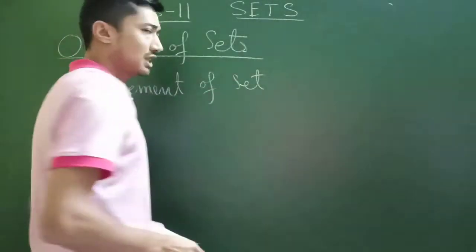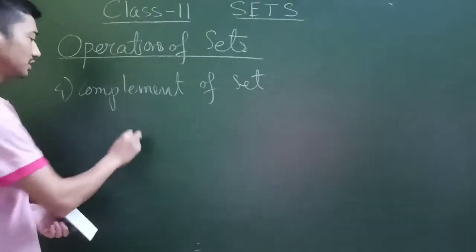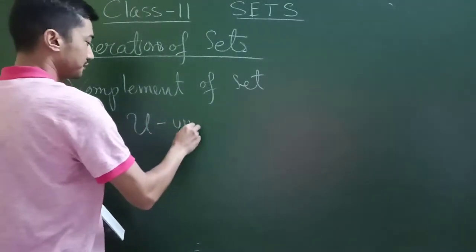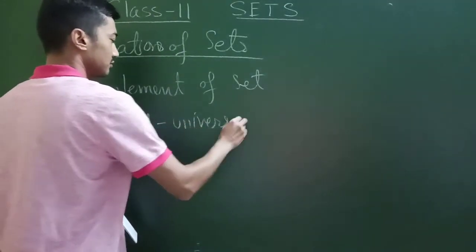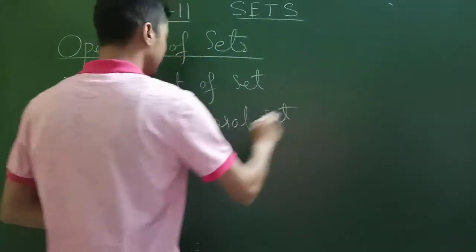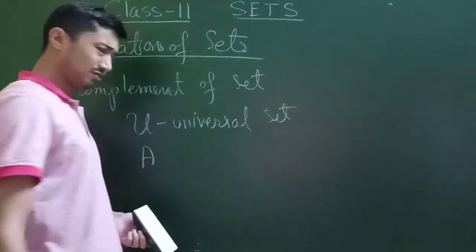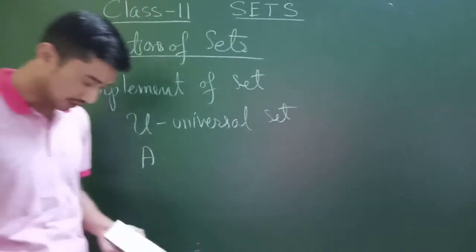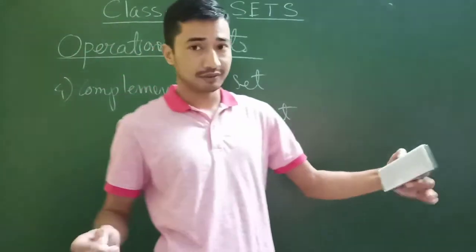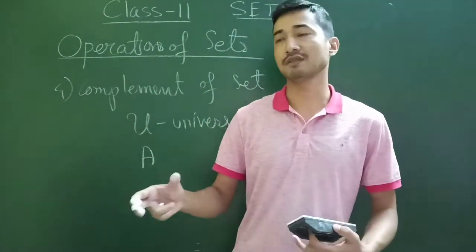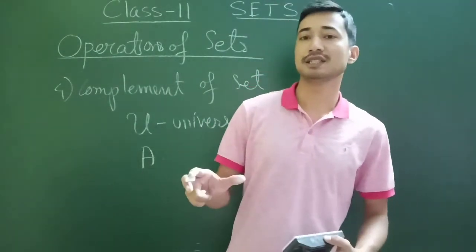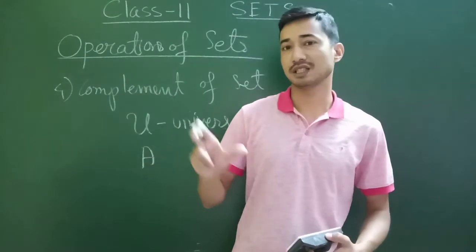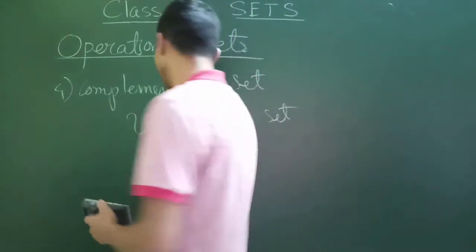Now, for the complement of a set, what we will need is a universal set, and another set A. So basically the set A will be a subset of the universal set. That means the universal set is like a bigger set, and we can have many sets, but we'll just talk about one set here, a smaller set of the universal set.